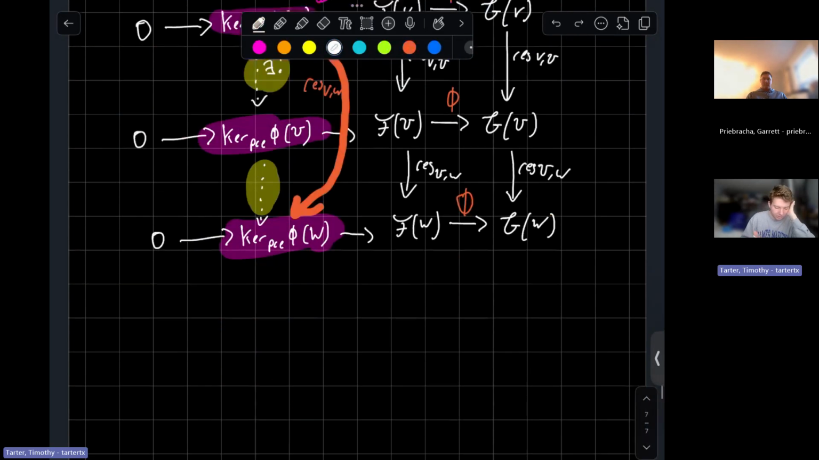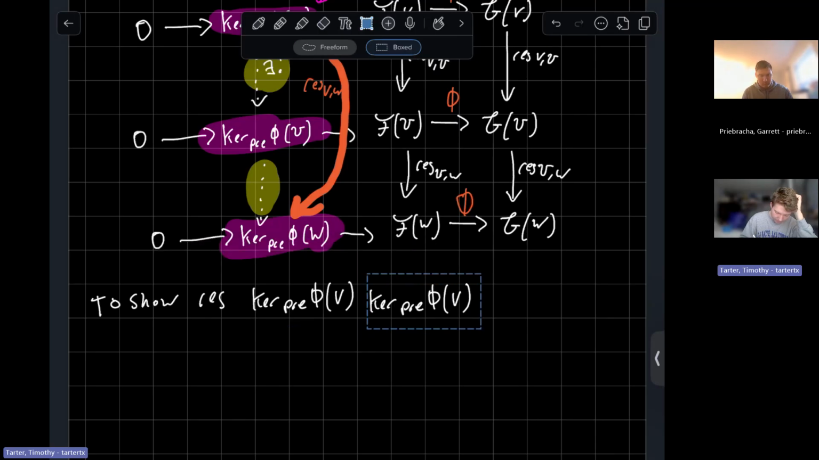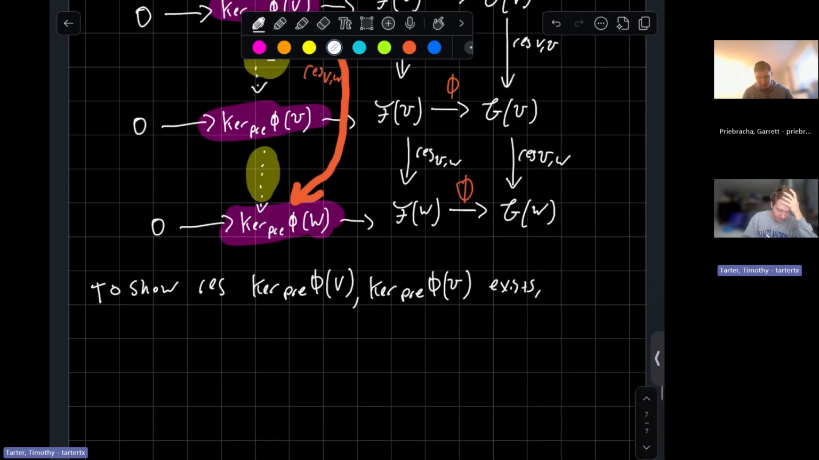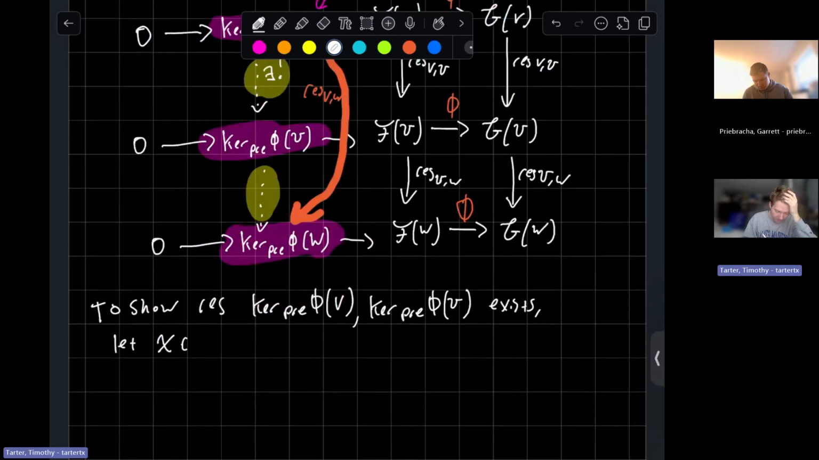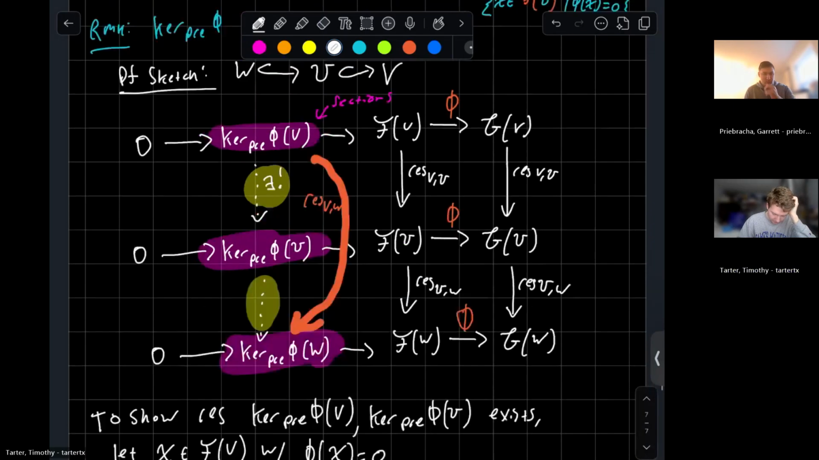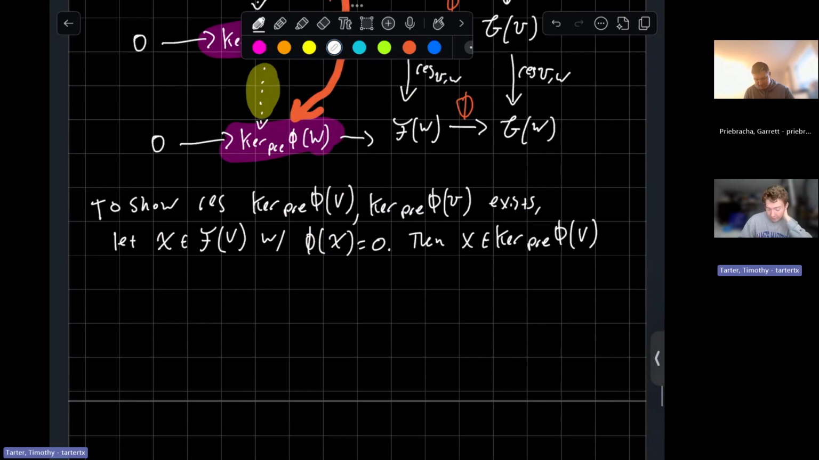So what we'll do is to show that the restriction maps exist. So to show that res from ker phi V to ker phi U exists, let X be in the section of F over V with phi of X equal to 0. Then X is in ker phi, or pre-ker phi V.